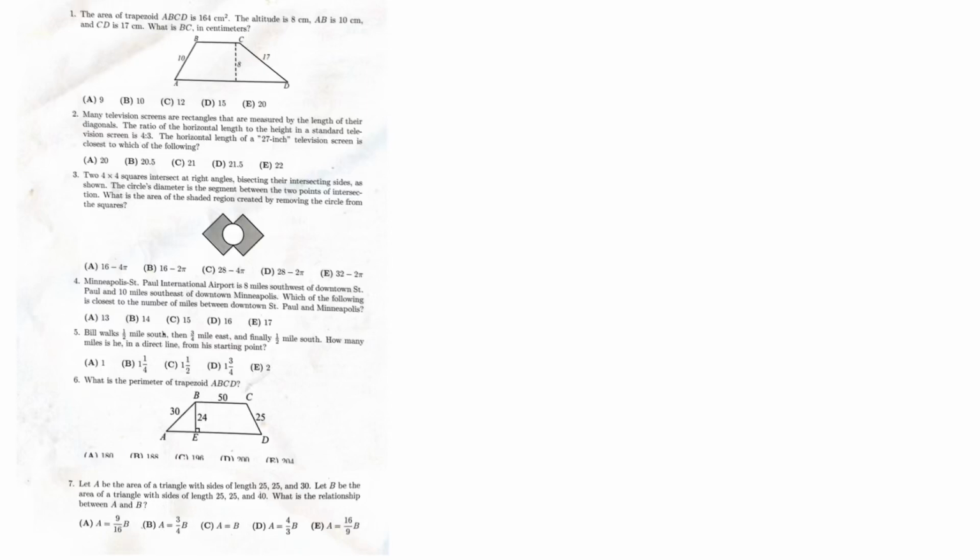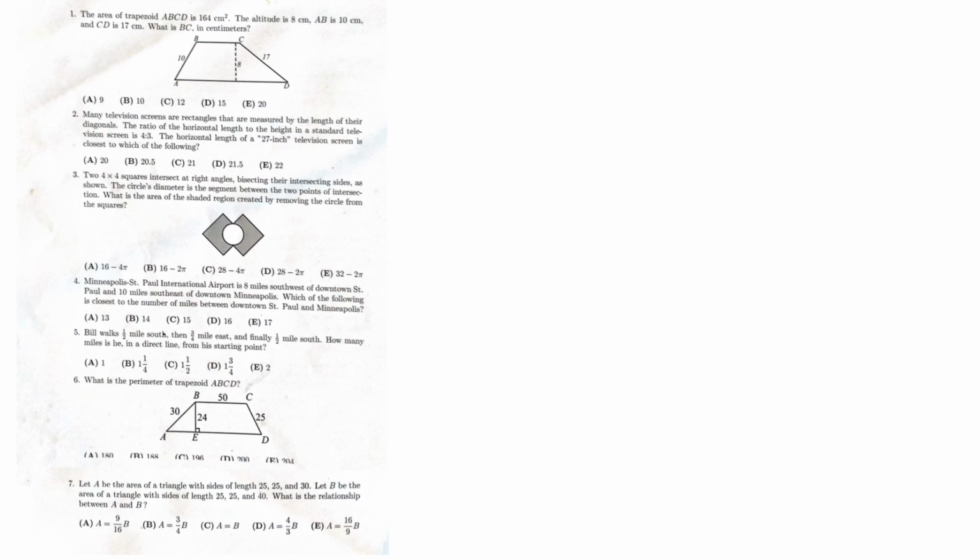Today, we're solving problems using the Pythagorean theorem. Number one, this is the 2003 AMC 8, problem 21. The area of trapezoid ABCD is 164 square centimeters. The altitude is 8 cm, AB is 10 cm, and CD is 17 cm. What is BC in centimeters?